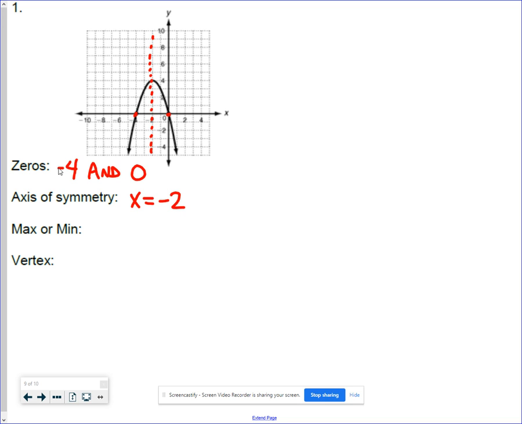This graph is opening down. So this point right here is at the very, very top of the graph, which means that it's a maximum. And the vertex, that ordered pair, is going to be at negative 2 for the x and 4 for the y. So that's what you're doing on the front side of the worksheet.